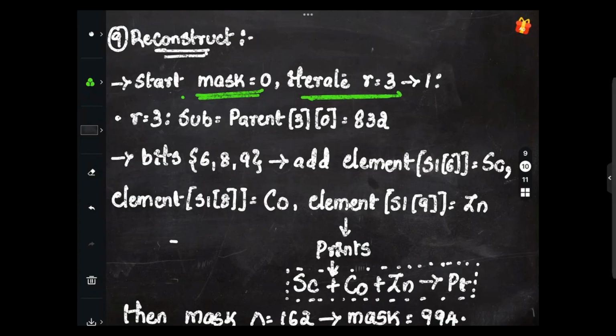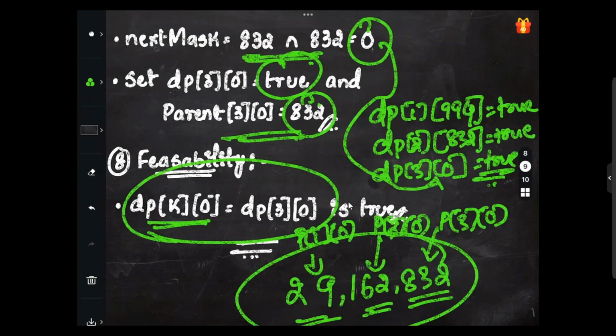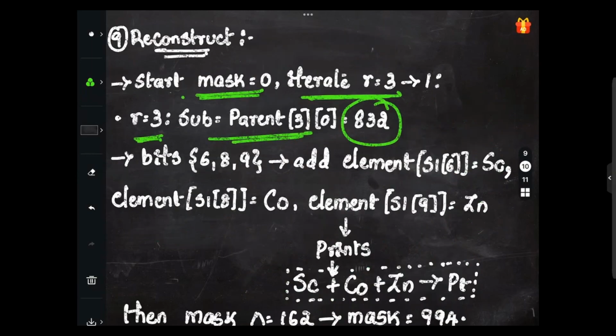We'll be iterating r from 3 to 1, right? So r equals 3, parent 3 of 0. The value we have is 832, right? So we have the value 832 for parent 30. Just now I had written somewhere 29, 162 and 832: parent of 10, parent of 20, parent of 30. I have written the values over here. Simple, right? So now we have the parent 30 as 832. We have bits here, 6, 8, 9. We will be adding the element s1 of 6, right?